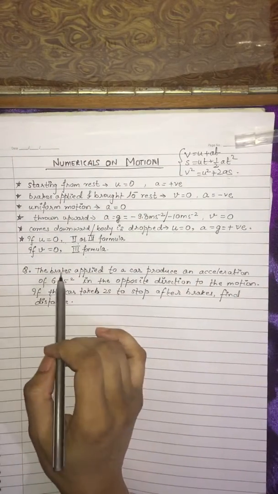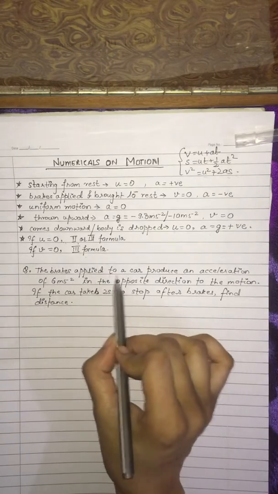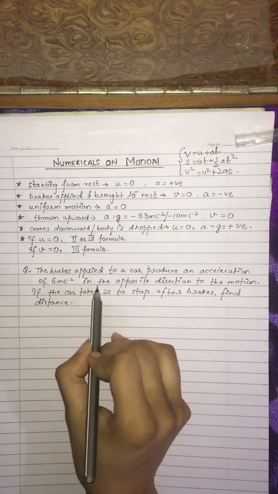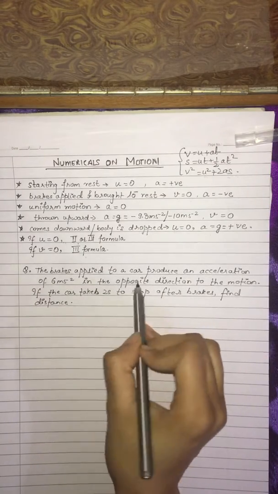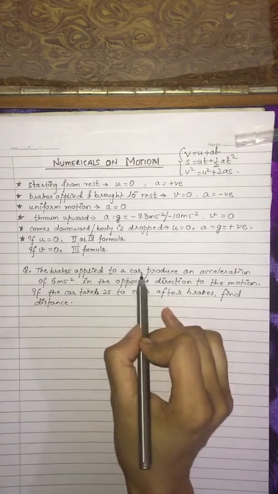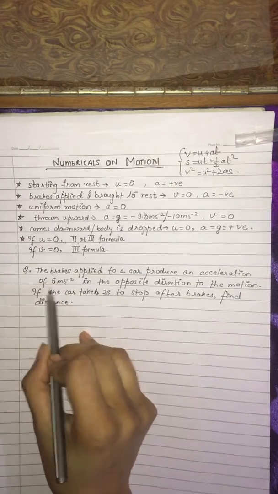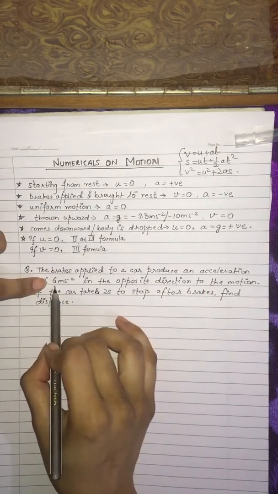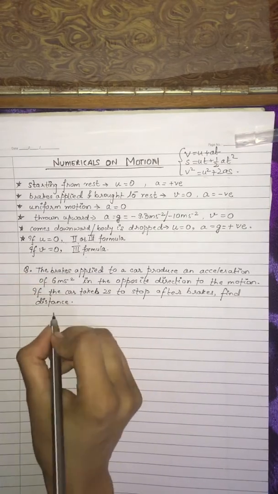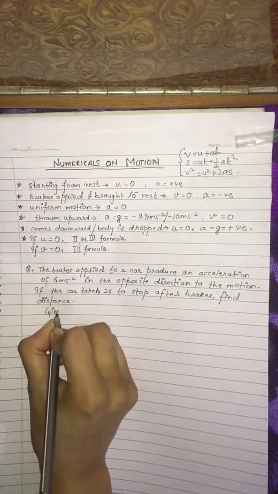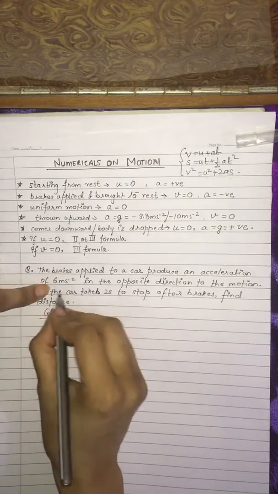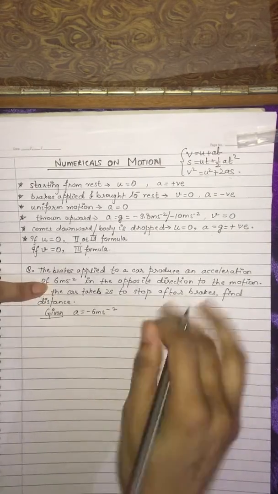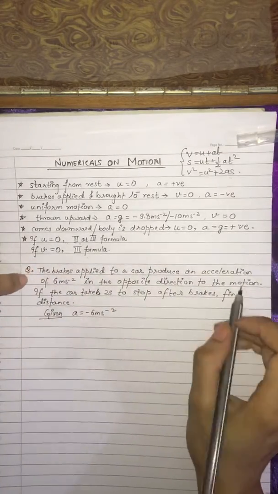Now we will come to the question. The brakes applied to a car produce an acceleration of 6 meter per second square in the opposite direction. If it would not have been given, then it must be understood that if the brake is applied, then it will automatically be in a negative sign. Okay, so the brake is applied, it means first we have to write the given: a equal to minus 6 meter per second square, because it is in the opposite direction. Brake is applying to the motion.